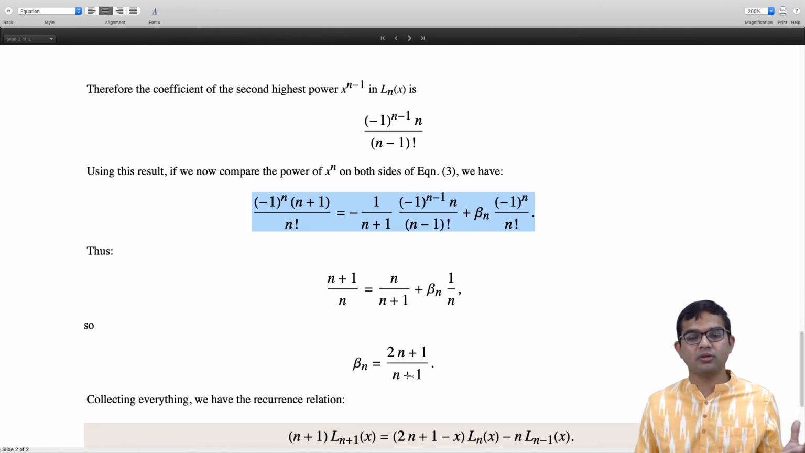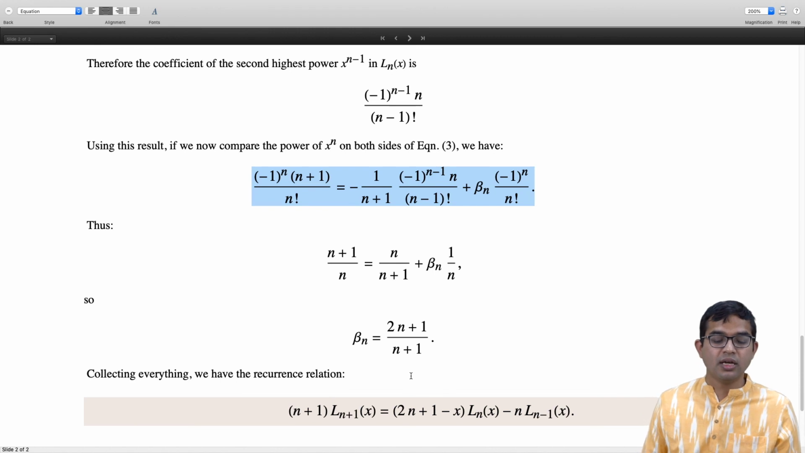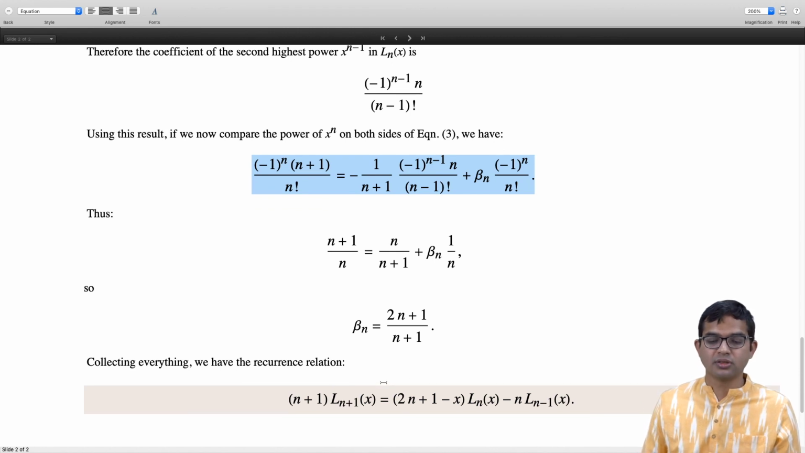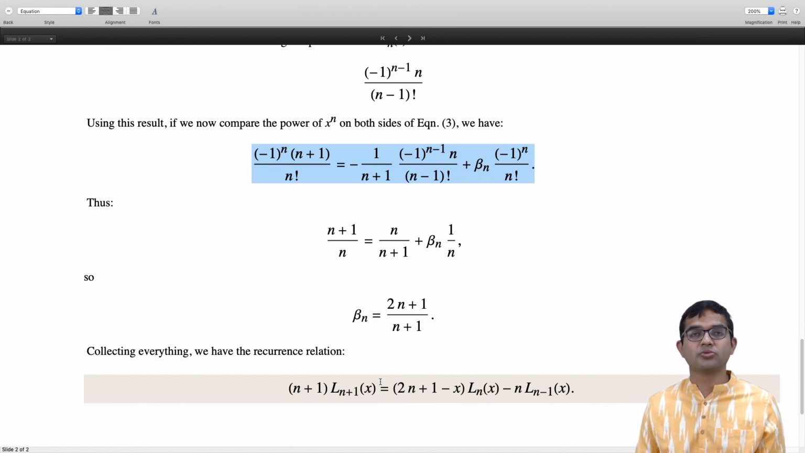We just have to collect all these three pieces of information and then write down the three-term recurrence relation. So it turns out the three-term recurrence relation here is n plus 1 times ln plus 1 of x is equal to 2n plus 1 minus x times ln of x minus n times ln minus 1 of x.